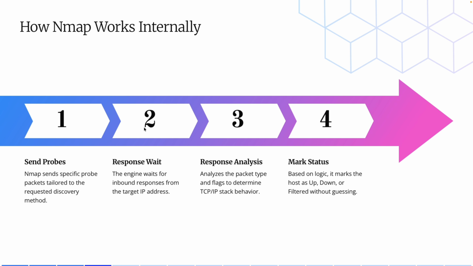The first stage is that Nmap sends specific probe packets tailored to the discovery method. So the first thing, as usual, is to send packets and probes to the target, and it waits to get a response from the target IP address. After analyzing the response, it finds out if the target is up, down, or if the packet that we sent is filtered by a firewall. So this breaks down into four stages.